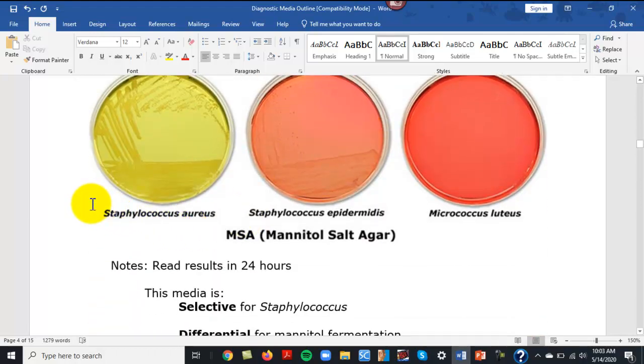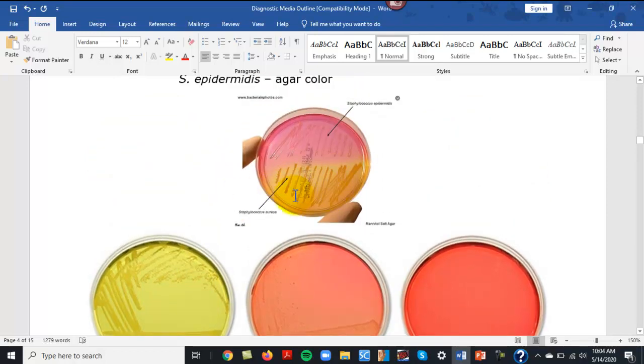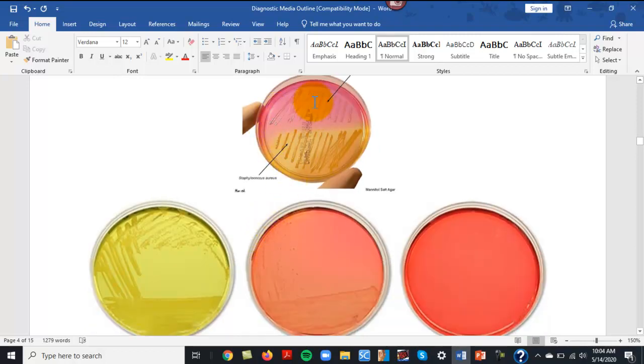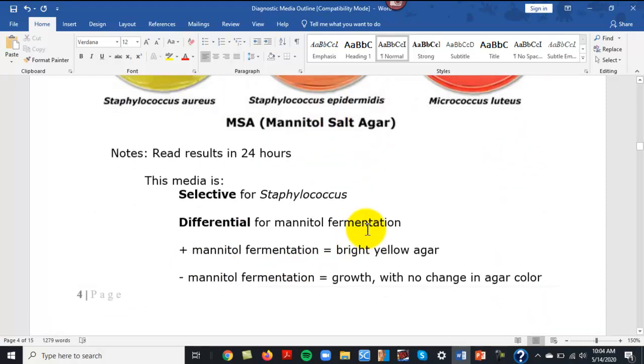This was some Staphylococcus aureus, which is also on skin. The person did what looked like a streak for isolation on this, and it turned it yellow. Or in this case, look, it turned half the plate yellow. It just depends on where you put it. If you put the staph in a little small area, that little small area would have turned yellow. So it's differential for mannitol fermenters.